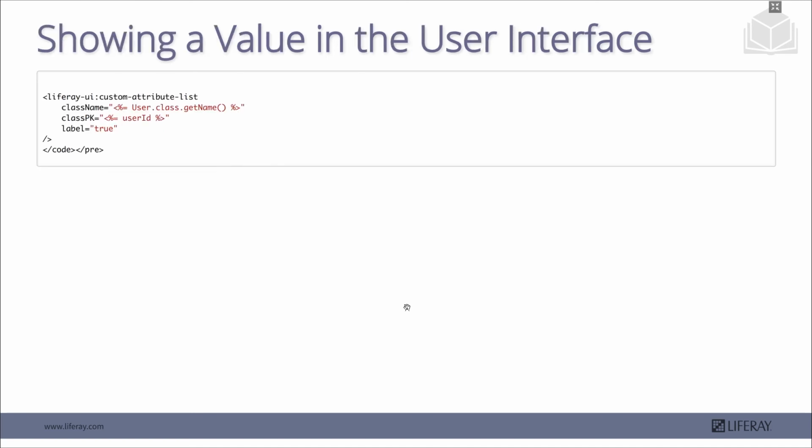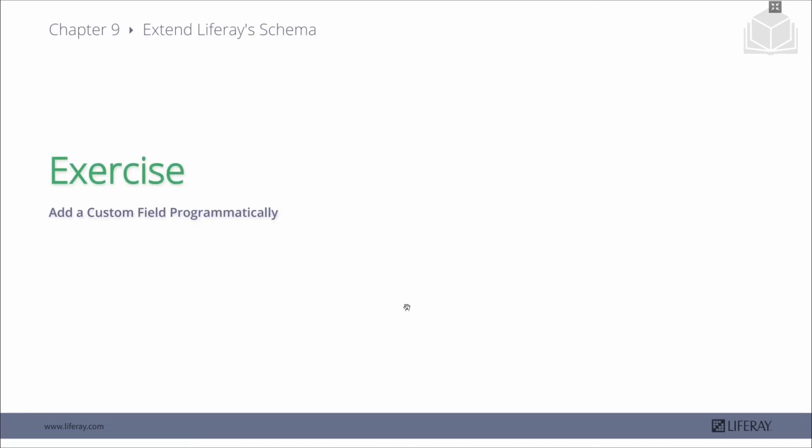Now, if we want to show this value in the UI, we can use this Liferay UI custom attribute list to specify which entity we are going to be displaying the custom field from.